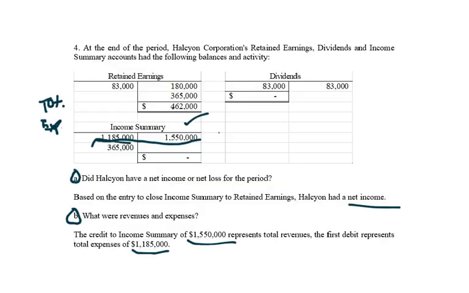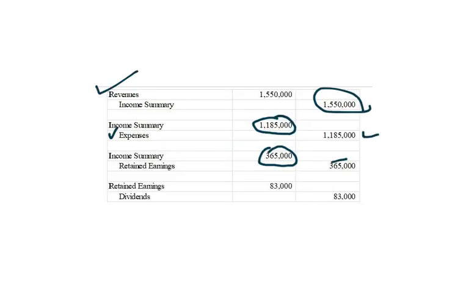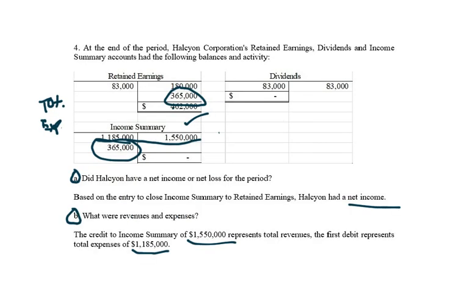That's what you're looking at here and there as well. And the offsetting credit is to retained earnings. That's the other half there. Now, what else do we have to do? We have to get rid of the balance in dividends by transferring it to retained earnings. So that's all you're looking at here.